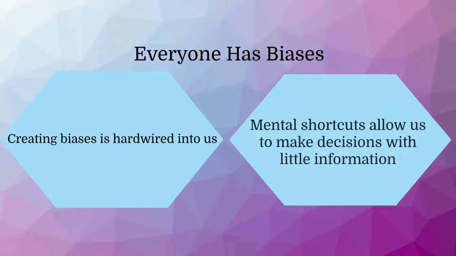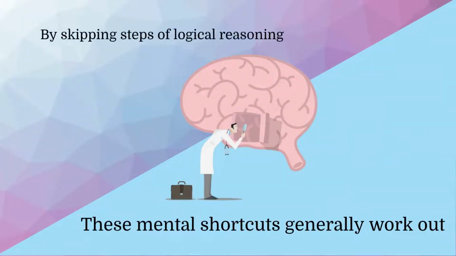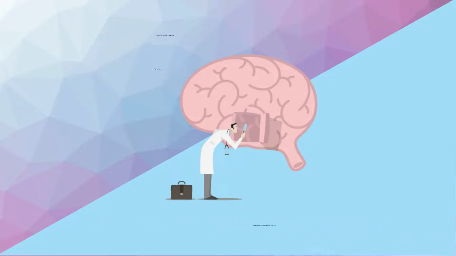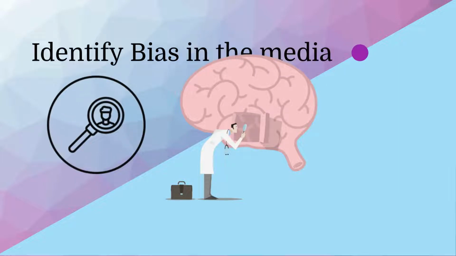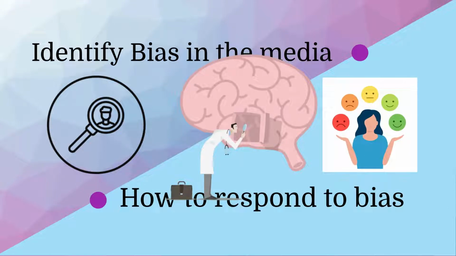There are mental shortcuts that human beings take that allow them to make judgments and decisions based on partial information. They generally work out pretty well, but since they skip some steps of logical reasoning, it can sometimes result in getting things wrong. The key thing is learning how to identify and manage not only biases in the media, but biases in your own thinking that color your response to it.